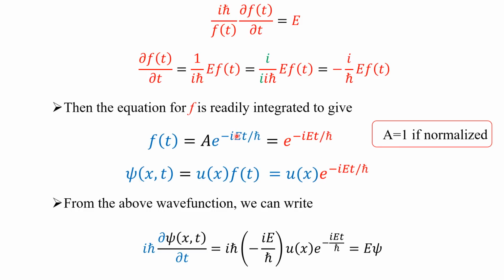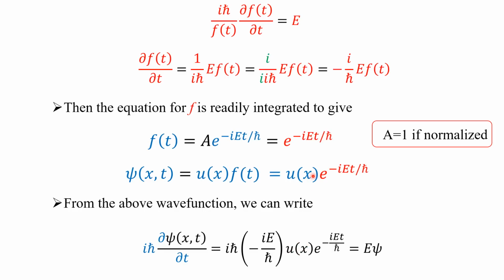Now what I am going to do is find the value of i h cross times the time derivative of the total wave function psi, which is a function of x and t, which is equal to, I have taken this i h cross as it is. Then I am going to differentiate this with respect to time. Here u of x has no time dependence, so I have taken u of x as it is.